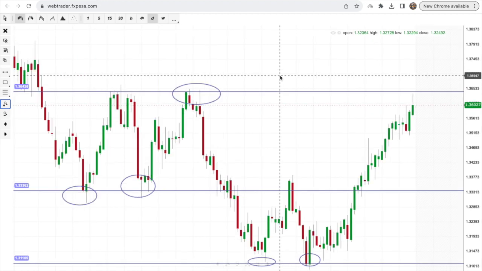So I am just trying to expand this for your view. Nice. That's a very simple technical analysis that can help your trading even today.